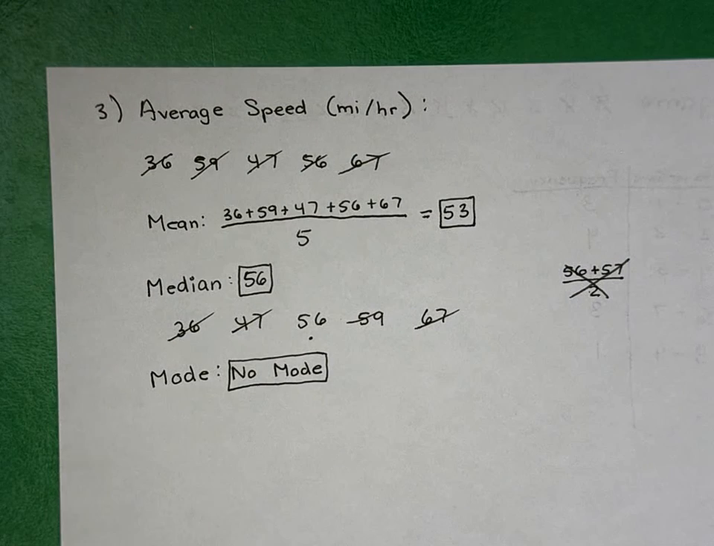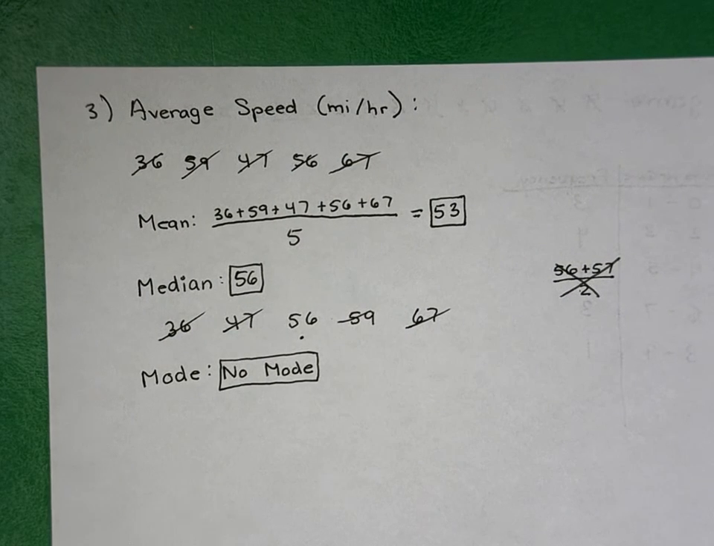The final part of this problem is which of these central tendency measures is best, and that question all depends on whether or not we have an outlier, a number that's distant from the main cluster of data. And as you're looking at 36, 47, 56, 59, and 67, the question is, do we have an outlier? Do we have something that's kind of the oddball of the group in terms of number value?